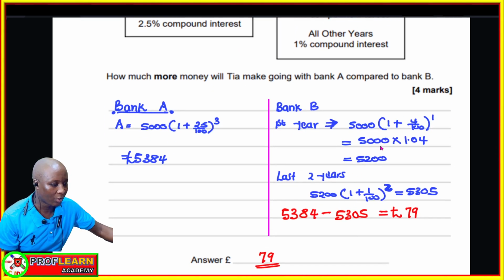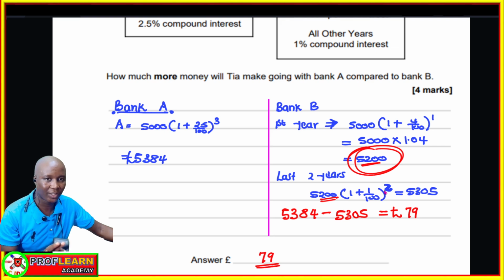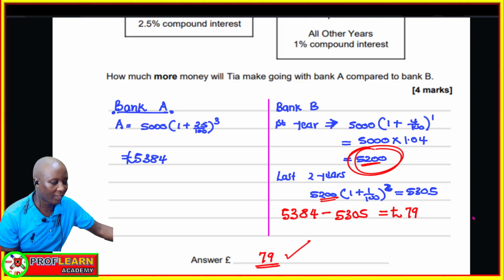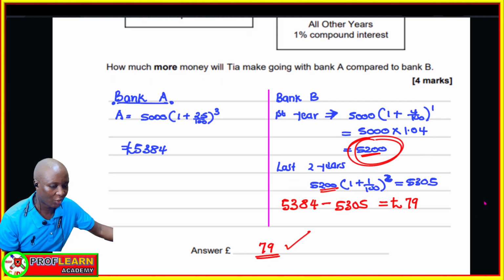Then this amount that you have at this point, you can use it as the principal for the next year, the next stage. So that's why you can see I used it at this point, but now we are going to use the rate of 1 raised to power 2 because we have done the first year. Then the bit that's remaining is the next 2 years. So if you work it out, you'll get your answer being 5305. So which bank is going to offer more interest? We are going to subtract the two amounts, and then we're going to have 79 as such.